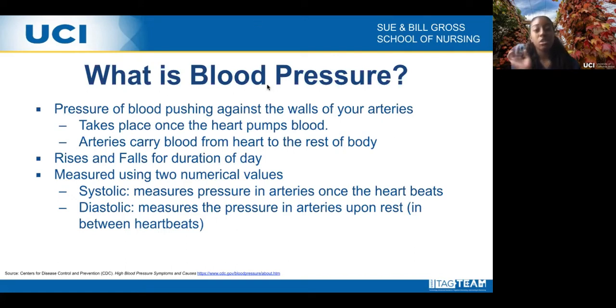Blood pressure is also measured using two numbers. Your first number will represent your systolic pressure, which is the amount of pressure in the arteries once the heart beats. And then your second reading will be your diastolic pressure. And this is the pressure in the arteries between each heartbeat. So basically upon rest.